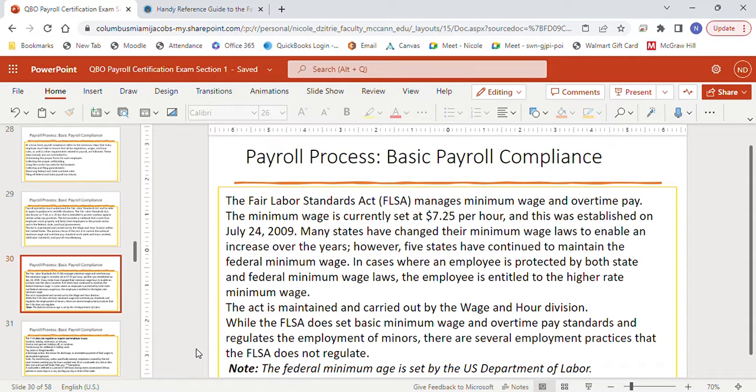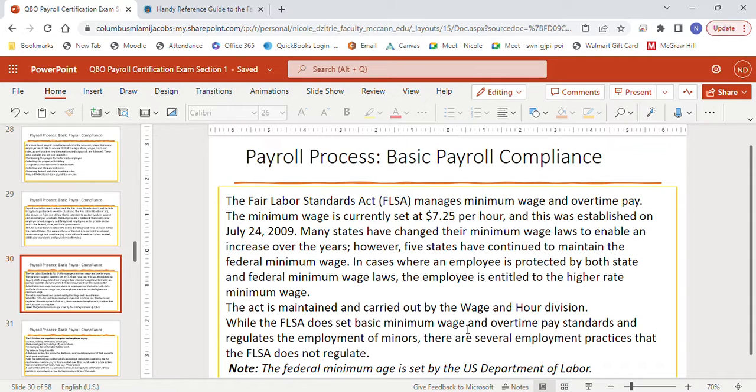So meaning if, let's say, I know New York City is $15 an hour, but let's just pretend New York State was $15 an hour. That employee would be protected by that $15, meaning an employer couldn't give them $7.25 if the state minimum wage is higher. So whichever one is higher, the company has to abide by. So that's good, because I can't imagine getting paid $7.25 an hour in today's economy.